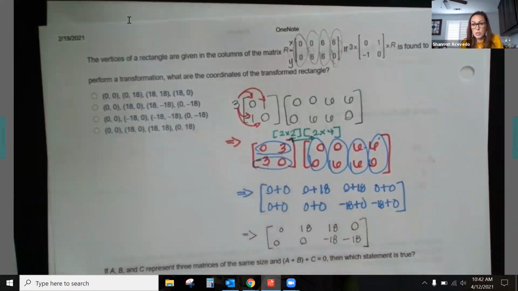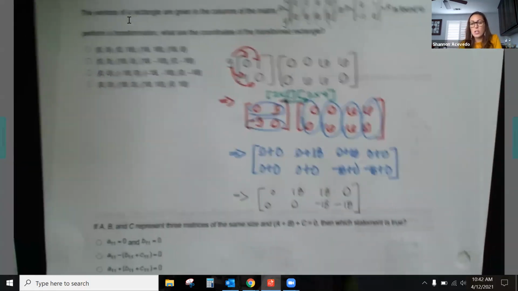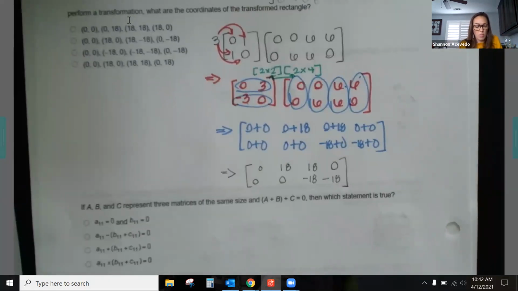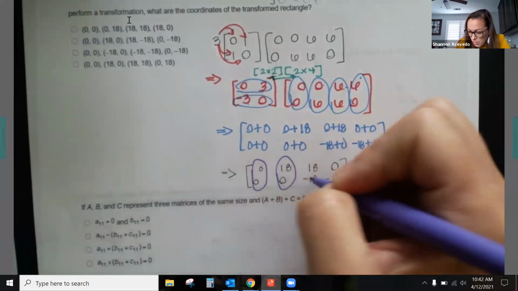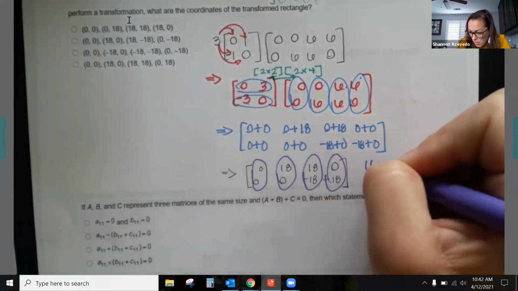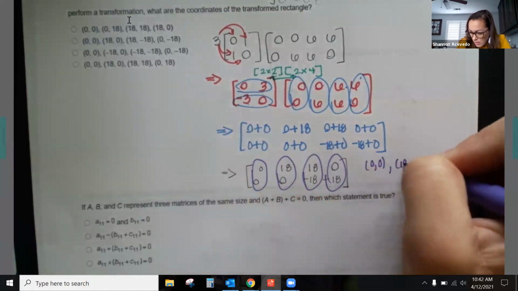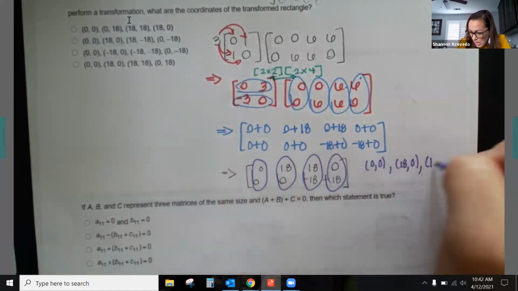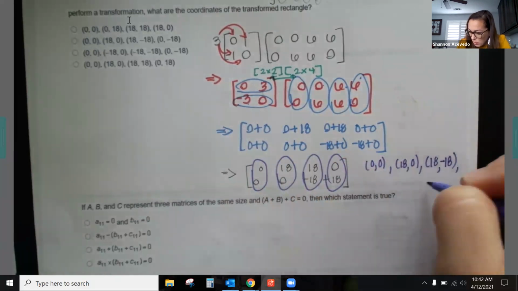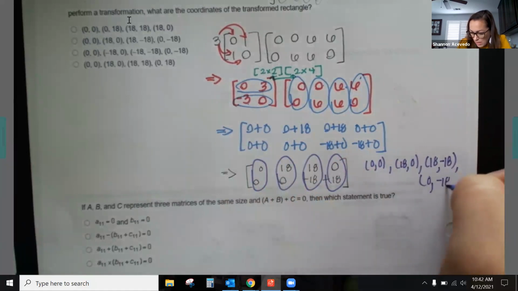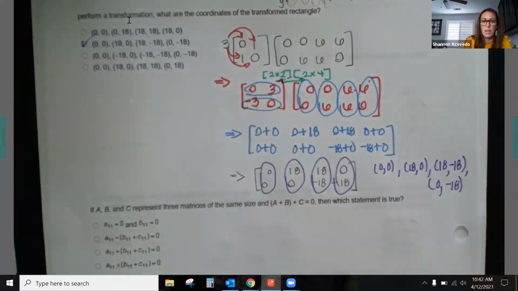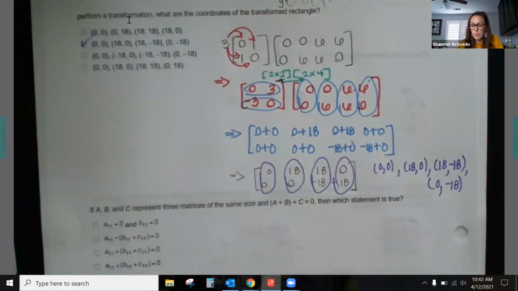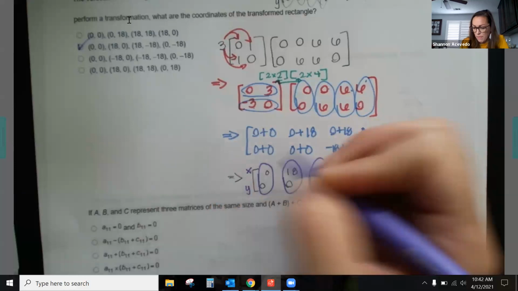My answer is not a matrix, but this is my answer here. So how do I correlate it? Well, remember, each one of these is a coordinate. So 0, 0, then 18, 0, then 18 and -18. And my last one was my 0, -18. So those are going to be your coordinates. And that was this option right here. So again, these are your X and your Y values.